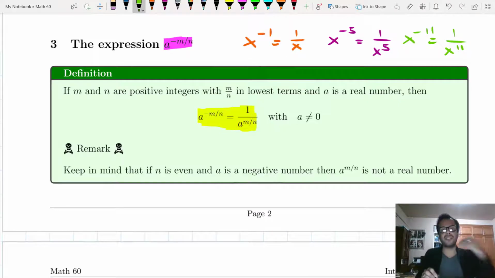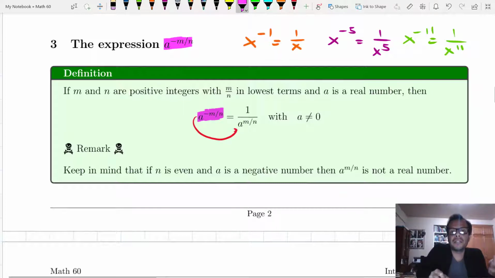So the same idea gets extended, in this case, to expressions in which we have a rational exponent. All we do is take care of the sign. If we are given an expression in which the exponent is negative, all we do is write the whole thing down here in the denominator of 1, so 1 over a to the m over n. So just change the sign of the power by sending it to the denominator.